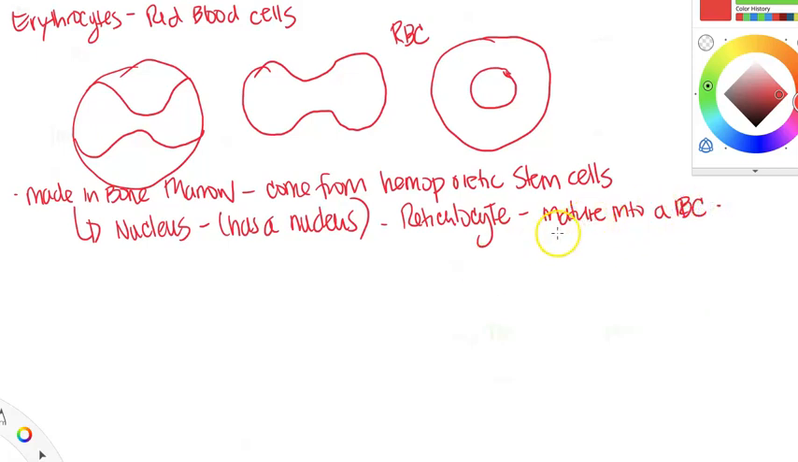And at that point, it will get rid of, or eject, its nucleus. So a red blood cell, as a mature cell, doesn't have a nucleus. Because of that, it doesn't last forever. It lasts about 120 days.